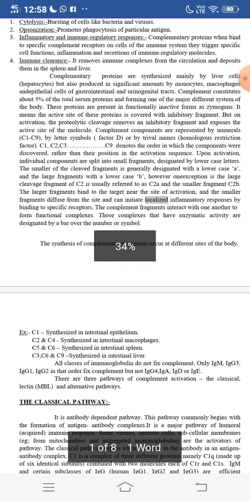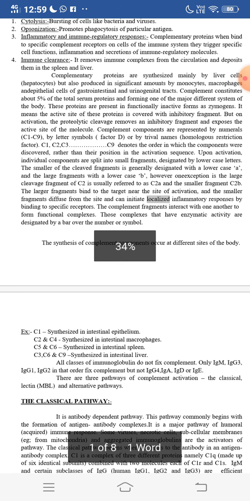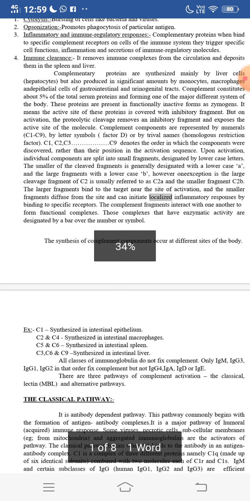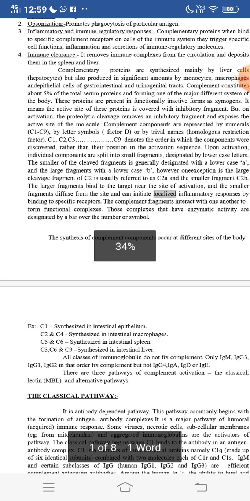The smaller fragment is denoted by C2b, and the larger fragment by C2a, whereas the rest of C1 to C9 are cleaved into two fragments, the small fragment denoted by small letter a, and the large fragment denoted by small letter b. But the reverse is seen in the case of C2 complement, where the large fragment will be C2a and the small fragment will be C2b.